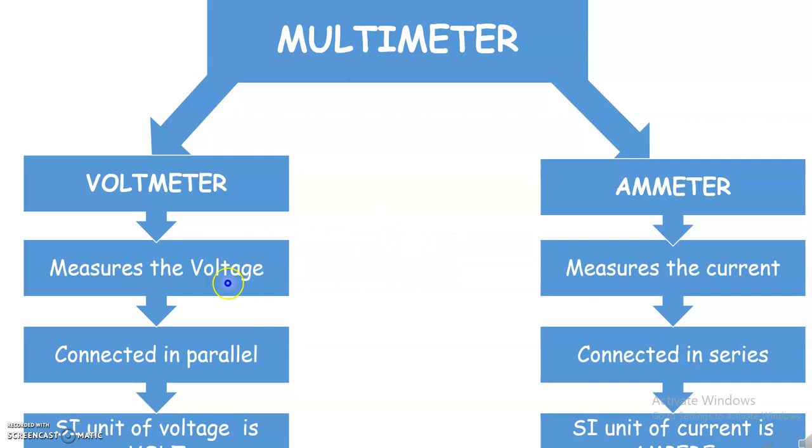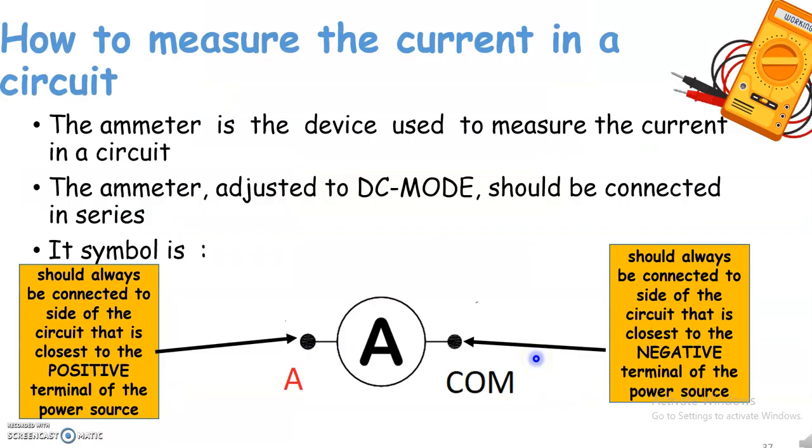So, if I want to measure voltage, my multimeter should be used as a voltmeter and should be connected in parallel. If I want to measure current, the multimeter will function as an ammeter and it should be connected in series. Now we will talk about the ammeter, or the multimeter functioning as an ammeter.